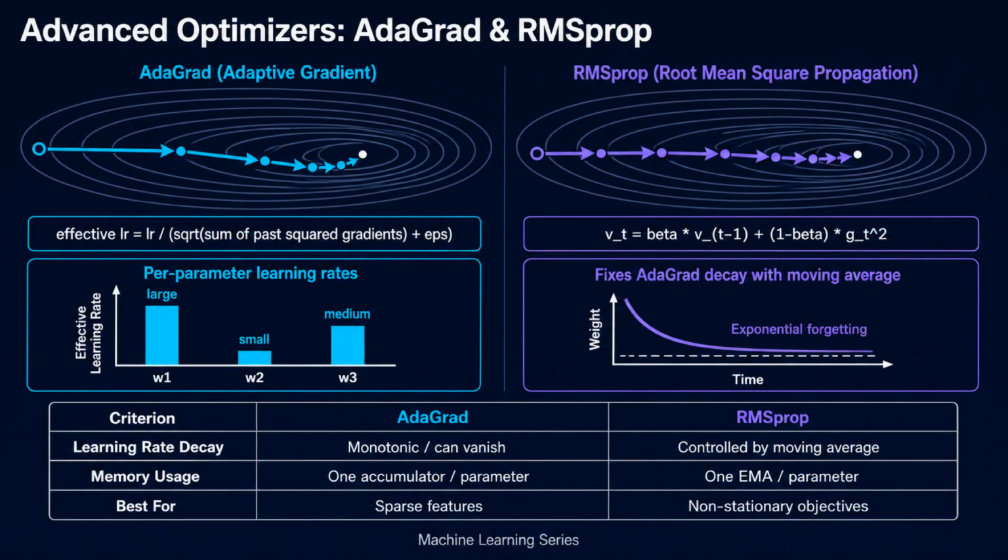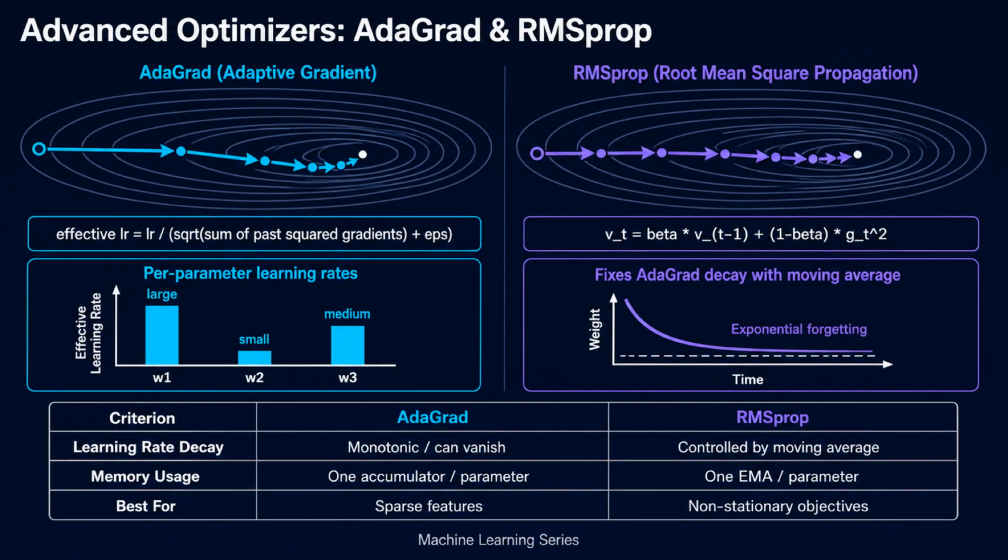Standard gradient descent uses the same learning rate for all parameters, but some parameters may need larger or smaller updates. AdaGrad, short for adaptive gradient, solves this by maintaining a running sum of squared gradients for each parameter and dividing the learning rate by the square root of this accumulated sum. Parameters with large gradients get smaller effective learning rates, and vice versa.